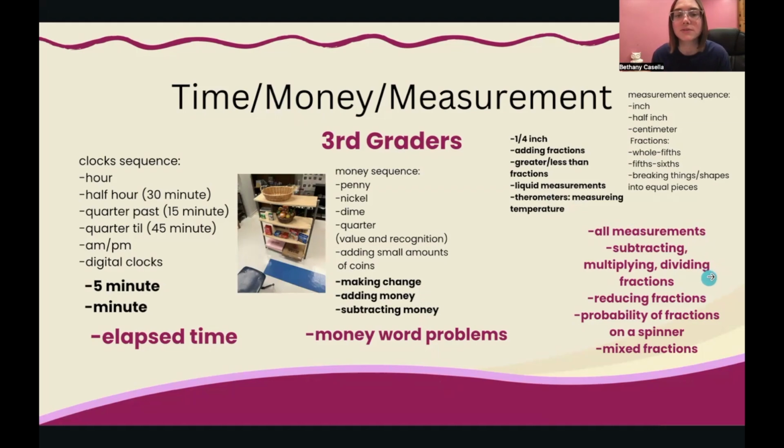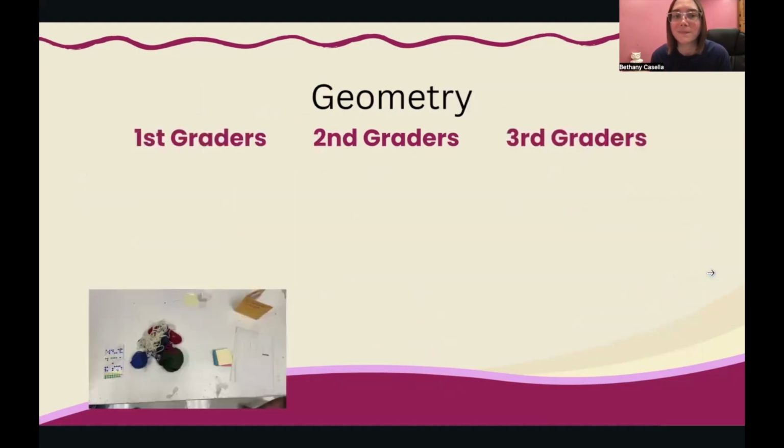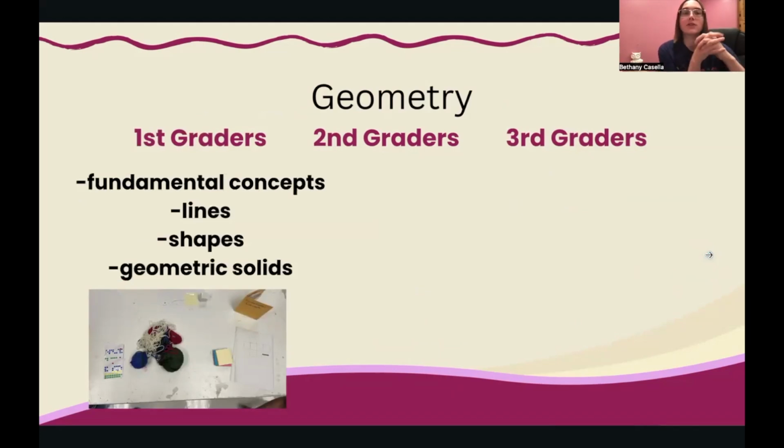Okay. And then for geometry, for first grade, it's the fundamental concepts, which I have a picture down here of an activity I do with it, which is just doing the point with the little stickers, the line with the string, the plane with a sticky note, and then a solid is a cutout of the cube.